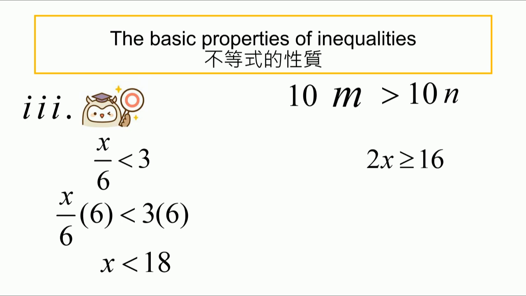Here's another example. 2x greater or equal to 16. To solve for x, we need to get rid of 2. This time, we do the moving of terms and move the 2 to the right side to make it divide. Then we would get x greater or equal to 8.